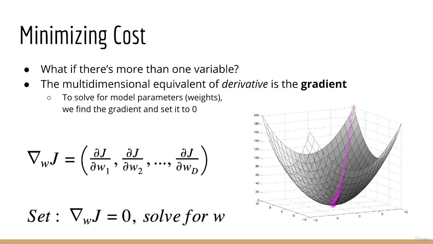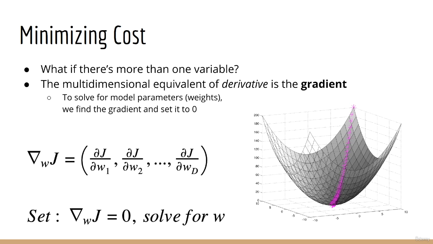Now, usually, we have more than one parameter. Even in one-dimensional linear regression, this is the case because we have both the slope and the y-intercept. So what happens when we have a function of more than one variable? In this case, the derivative is actually called the gradient. If you recall from your calculus studies, the gradient is just a vector or tensor of partial derivatives, one for each of the variables we're taking the gradient with respect to.